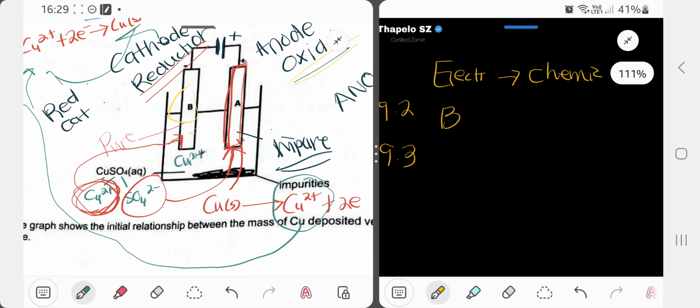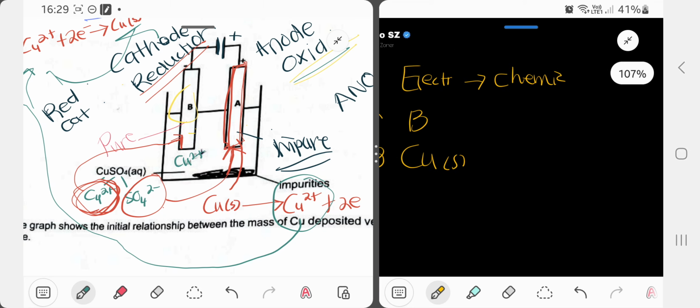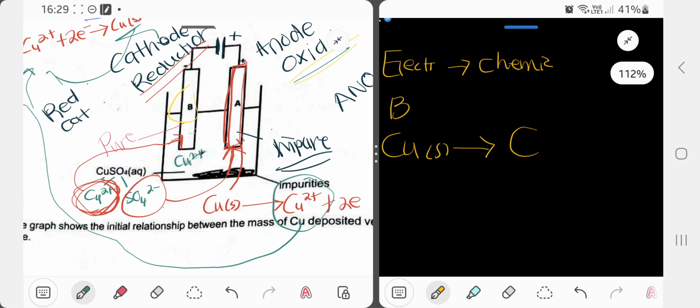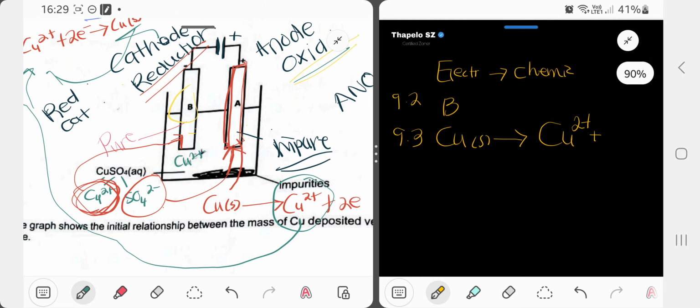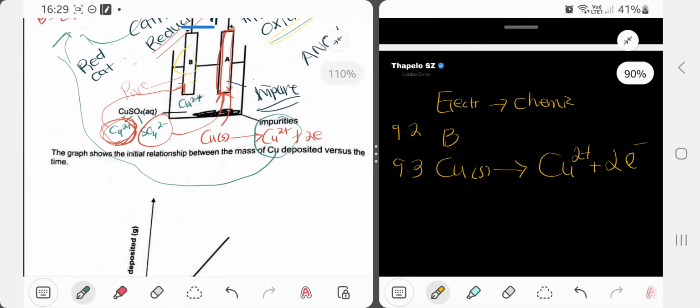But let's move on. So what's going to happen at the anode is that we're going to have this copper solid. We can even include the S there. And then we are going to oxidize that at the anode into Cu2+ plus 2 electrons. So this is what's happening there. And then let's move on.